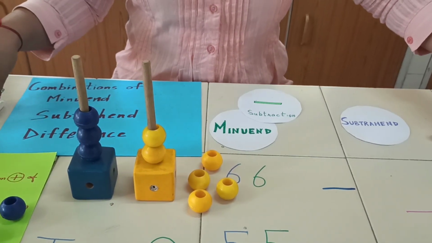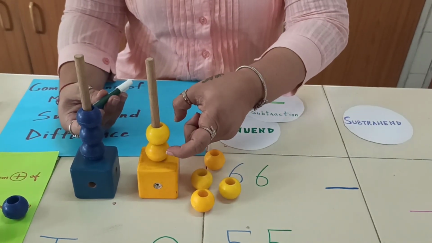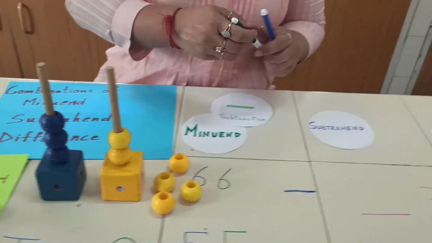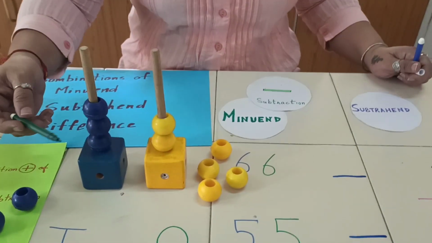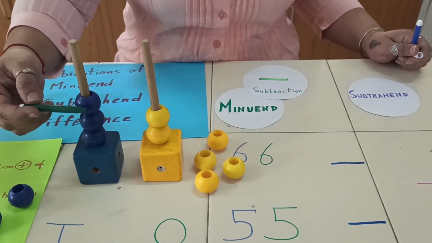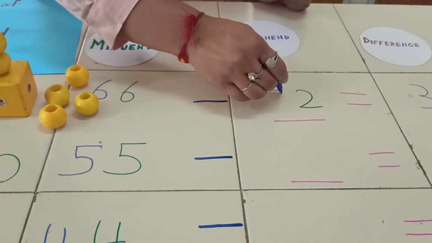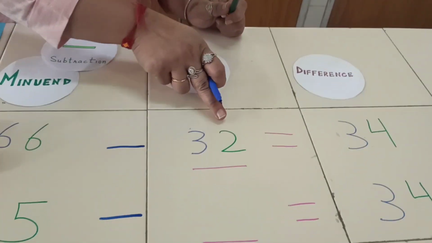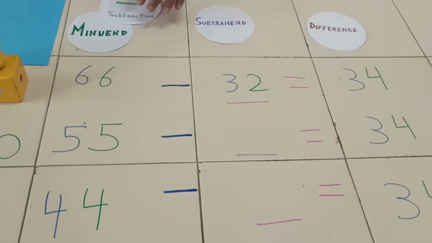Now I'm going to count the remaining beads in 1's place. 1, 2. So 2 are left. So my 1's digit answer is 2. I'm going to count 10's. 1, 2 and 3. So my answer for 10's digit is 3. So 32 is the missing subtrahend for this combination.